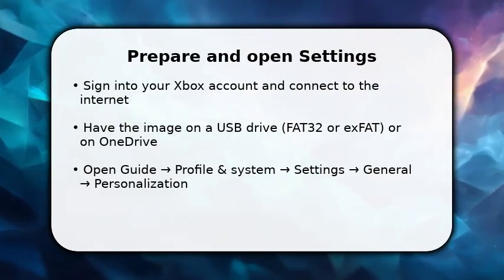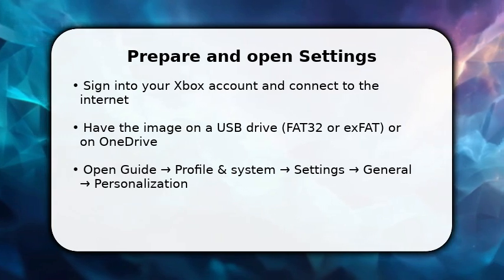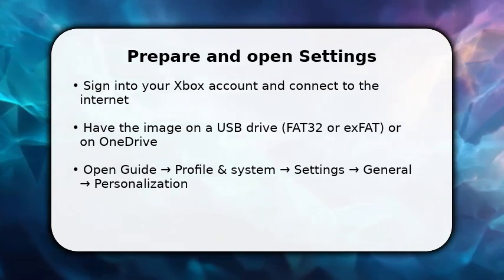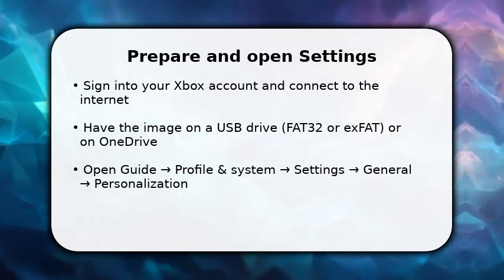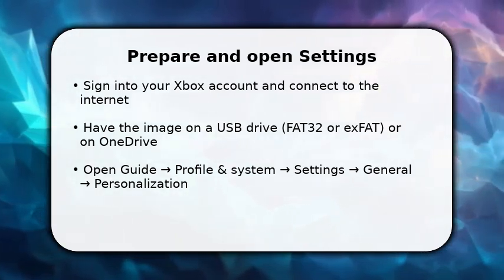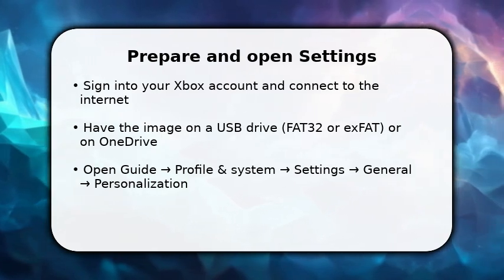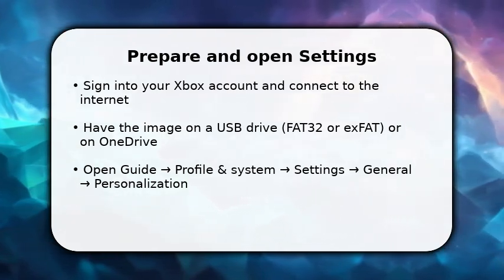You'll start by confirming account access and where your image lives. If using USB, format as FAT32 or exFAT. If using OneDrive, upload the picture from a phone or PC. Once done, power on the console and press the Xbox button to open the guide.